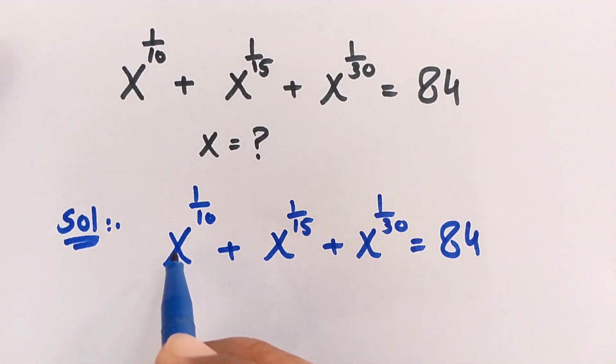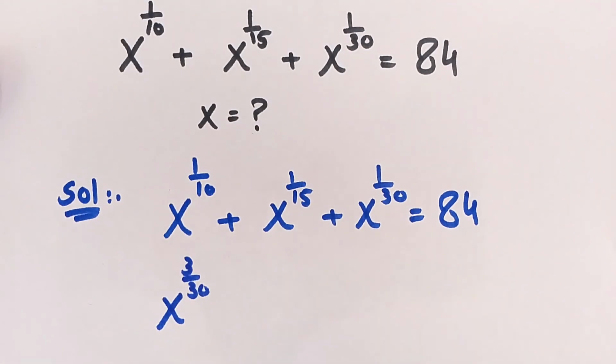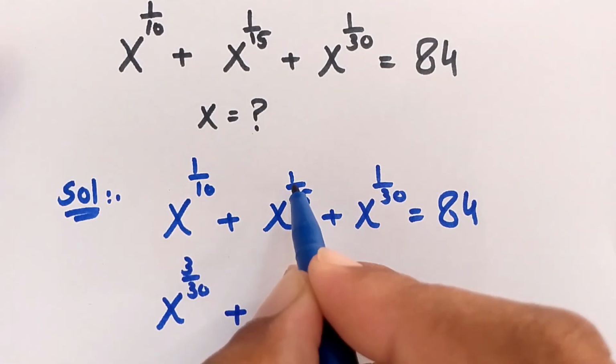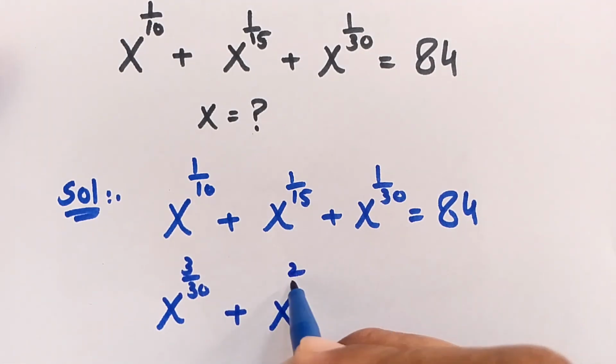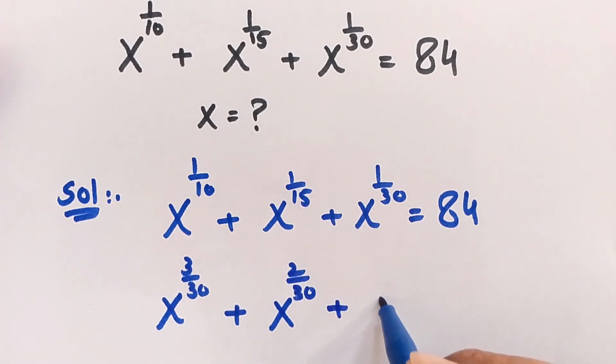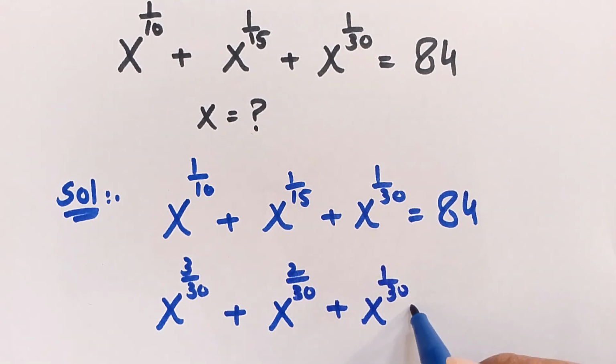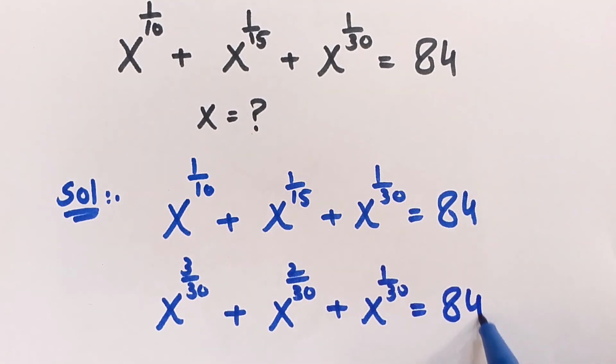Now, to solve this, here x to the power of 1 over 10 is also equal to 3 divided by 30. Here 3 divided by 30 is equal to 1 over 10. Plus x to the power of 1 over 15, this is also equal to 2 divided by 30, and 2 divided by 30 is equal to 1 over 15. Plus x to the power of 1 over 30, and this is equal to 84.